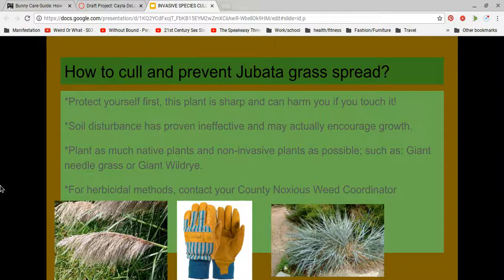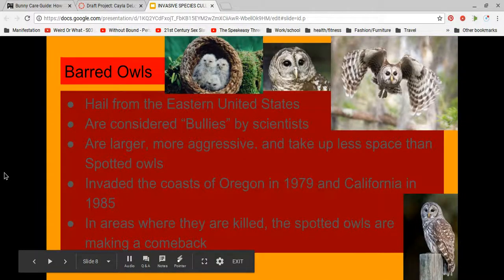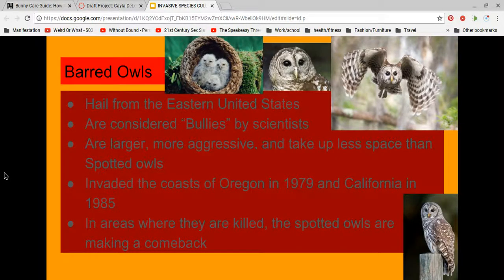And if you are trying to use a herbicidal method, it'd be wise to contact your county noxious weed coordinator. So the last invasive species we're going to be talking about today are barred owls, which are a species of true owl that hail from the eastern United States. They first reached the coast of nearby Oregon in 1979 and California in 1985.